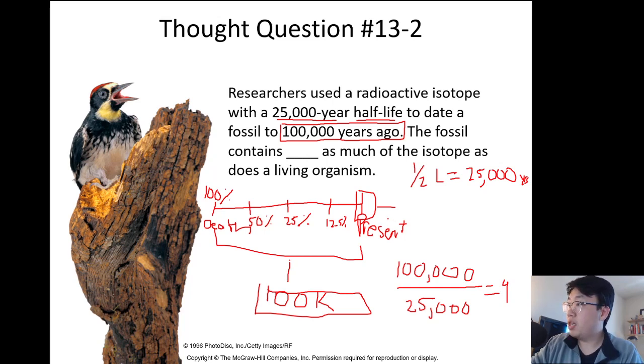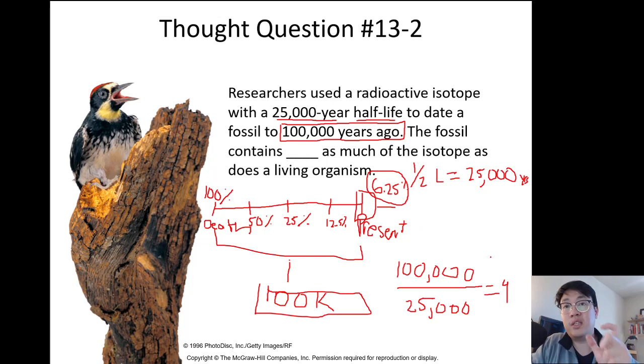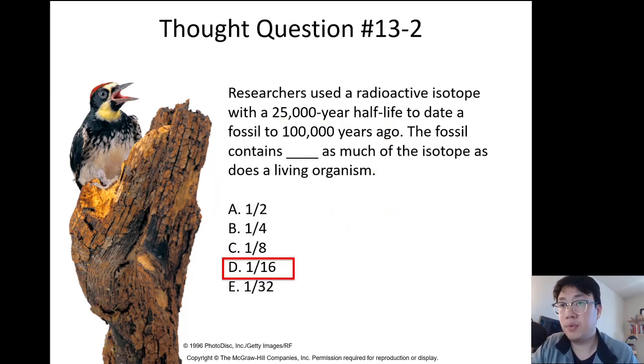Okay? So 6.25%. So the fossil we have found will contain 6.25% as much of the isotopes as it does for any living organism. That's the answer, which is 1/16.